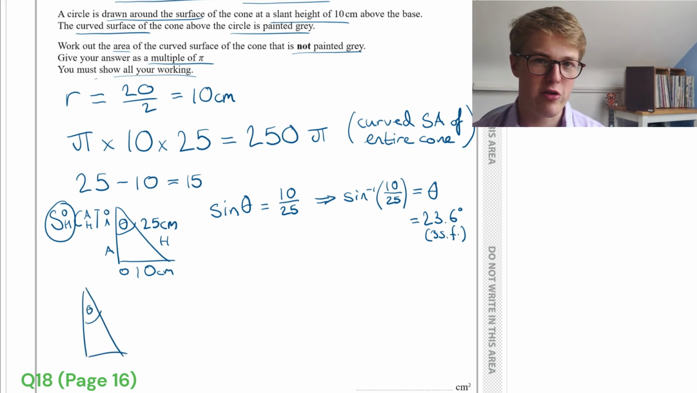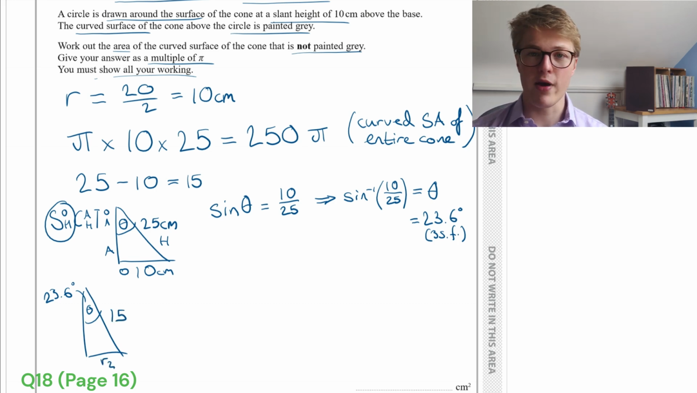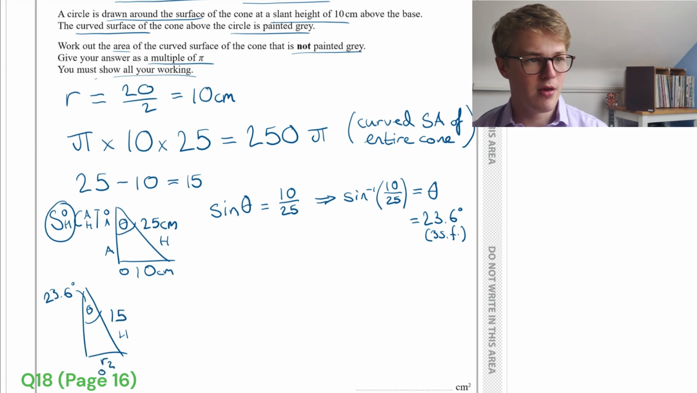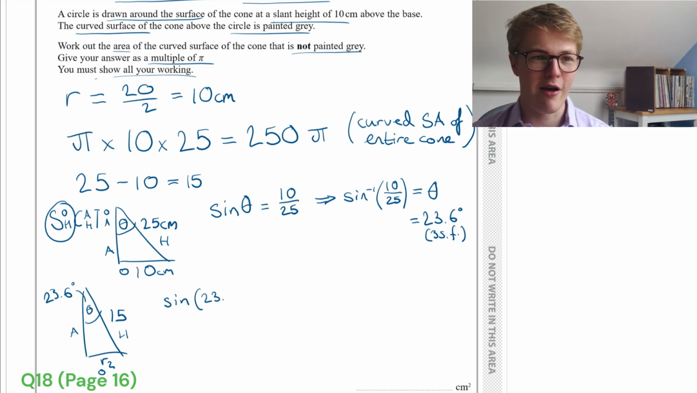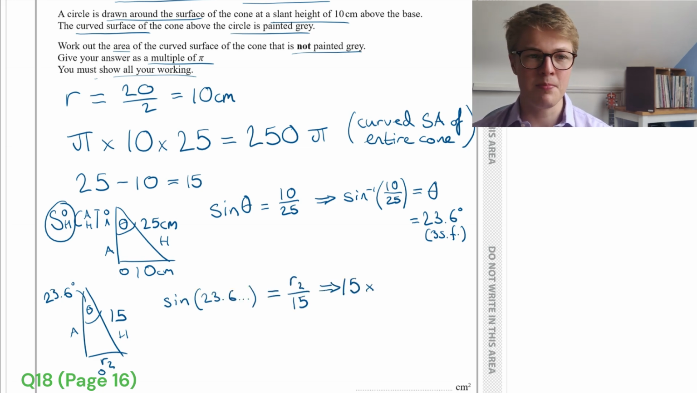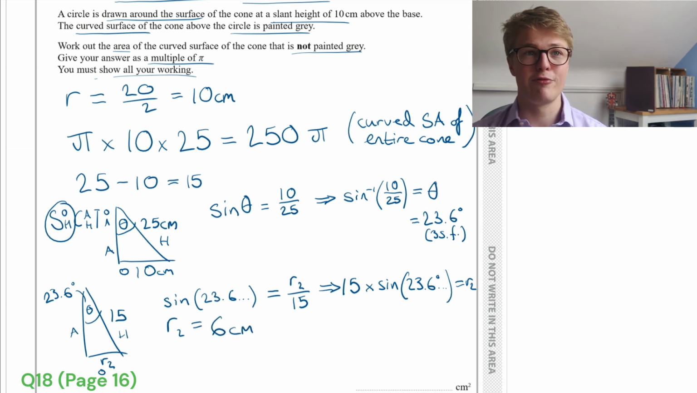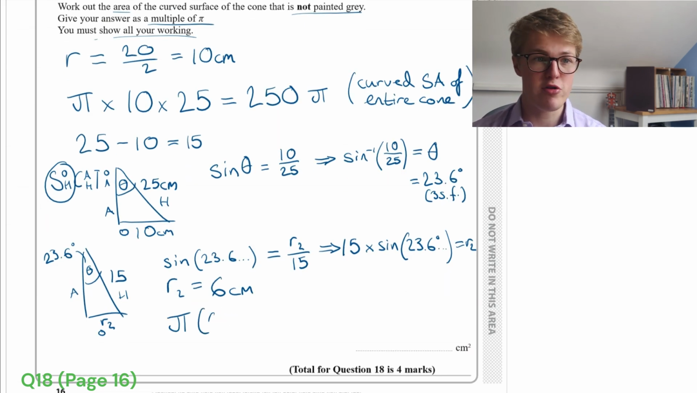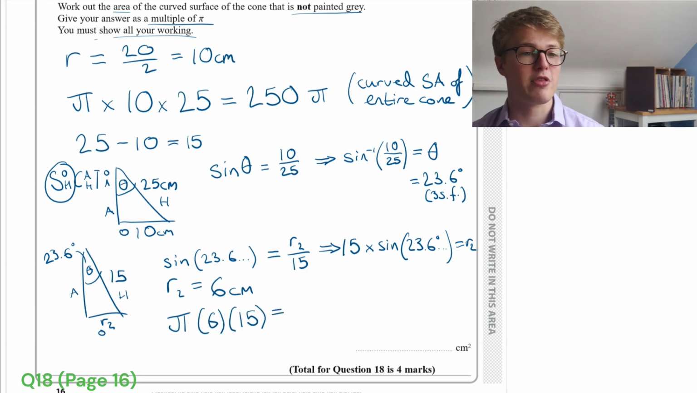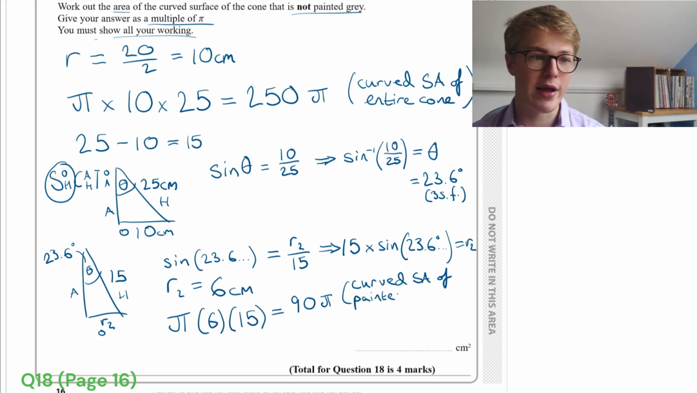So we find a cross section of this where the slant height is 15, so that's our hypotenuse, and we want to find the radius, so we put that as R2. Using 23.6 degrees as our angle, we can use sine of 23.6 is equal to R2 over 15. This implies that 15 times sine 23.6 is R2, and therefore R2 is going to be 6 centimetres. So now that we have the radius, we can figure out the surface area of the cone using our equation pi RL. So we do pi times 6 times 15, and that is 90 pi, which is the curved surface area of the painted grey cone.